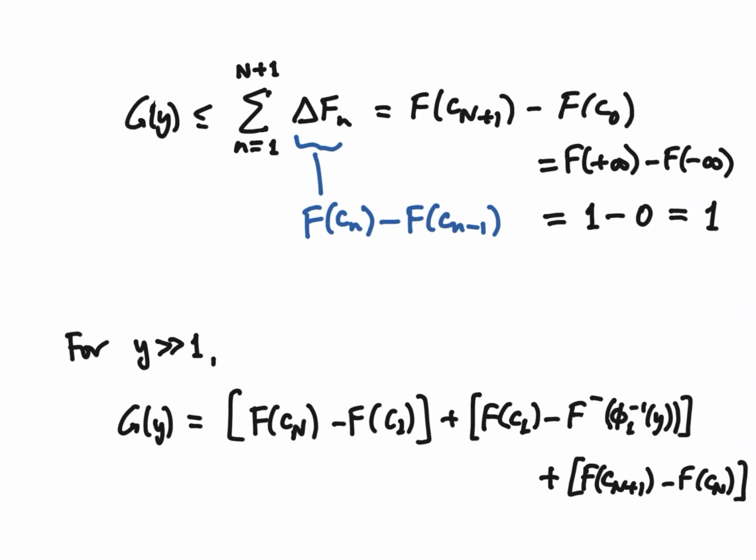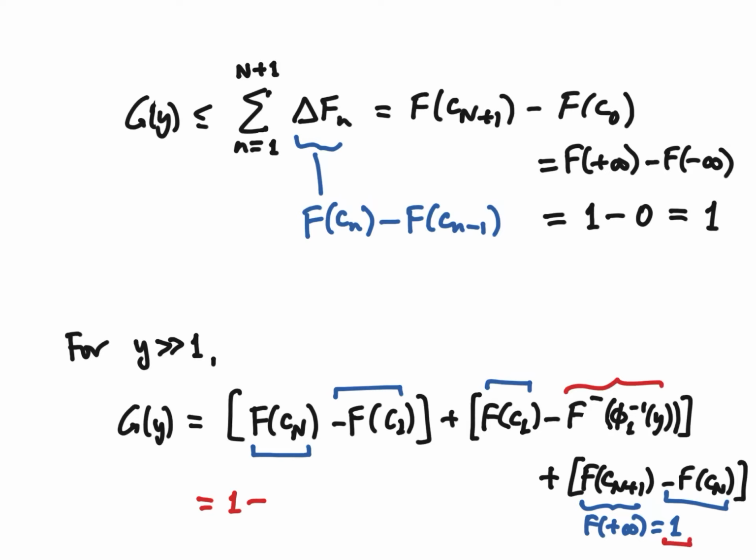Okay, so now you see that things will simplify. First of all, this term is just f of plus infinity, or 1. We also have a plus f of cn and a minus f of cn, which will cancel. And we also have a plus f of c1 and a minus f of c1, and they will cancel. And so what's left is just 1 minus this last term, where the 1 comes from here, f upper minus of phi 1 inverse of y.